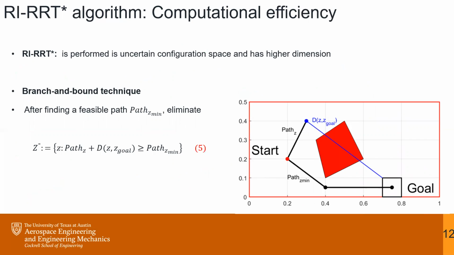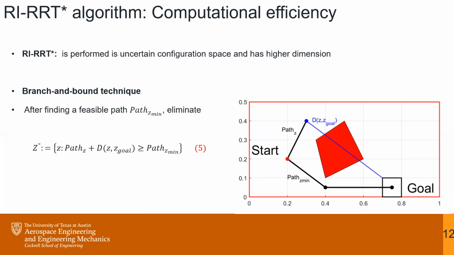The RI-RRT star algorithm is performed in uncertain configuration space, and thus it has higher dimensions in comparison with the standard RRT star. So it may have lower computational efficiency. In this paper, we use the branch and bound technique to increase the computational efficiency. In this technique, after finding a feasible path to the goal region, it periodically deletes the nodes that cannot be on the optimal path to the goal region, like the blue dot in the figure.